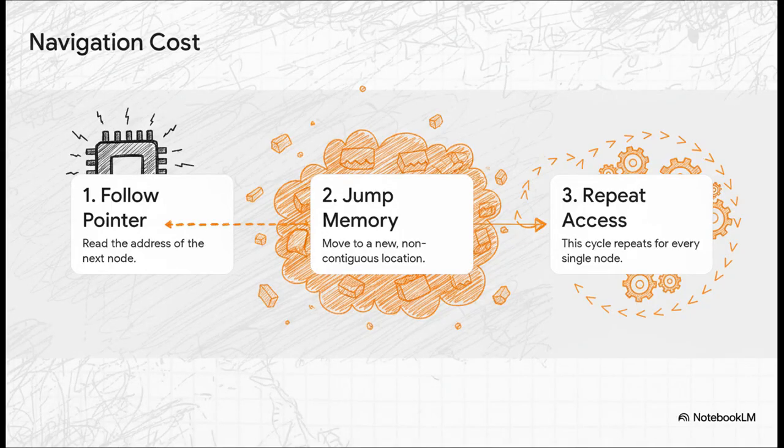So what does that scavenger hunt actually look like? Well, for every single element you want to get to, it's a multi-step process. First, the CPU has to read the pointer's address from the node it's currently on. Then, it has to use that address to jump to a totally different, often far away spot in memory to find the next node. And you have to do this over and over and over again. This whole process is called pointer chasing.